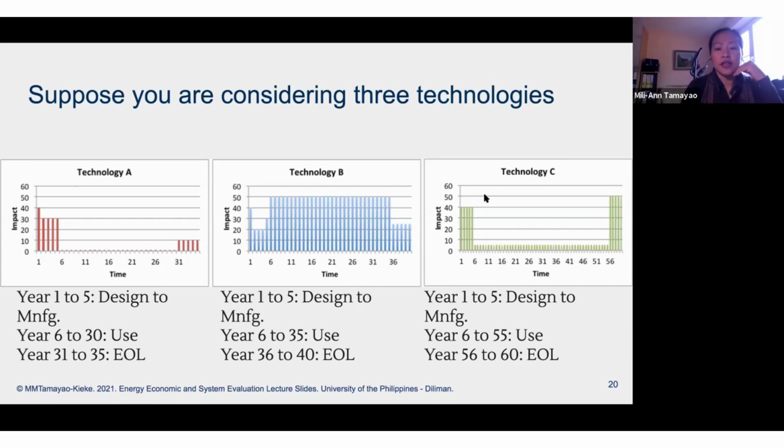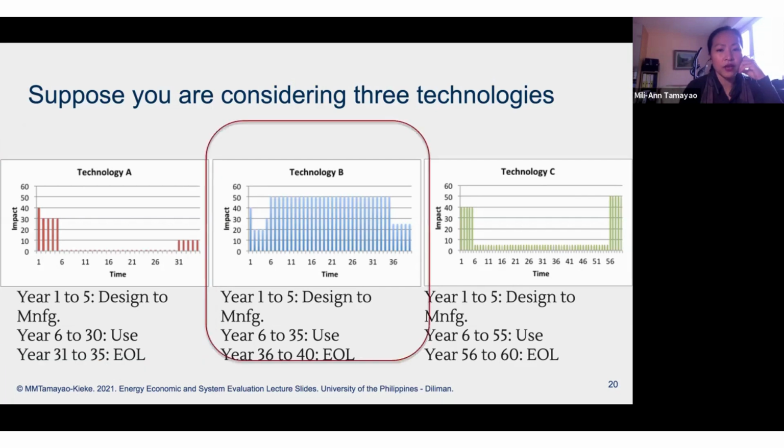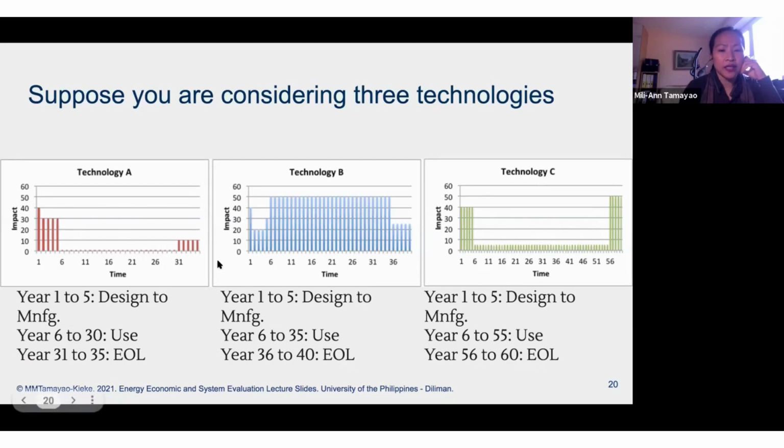Okay, so you have these three different technologies, technology A, technology B, technology C. And say these are the impacts as shown by the bars. Is it easy to say which is the best technology? What do you think?